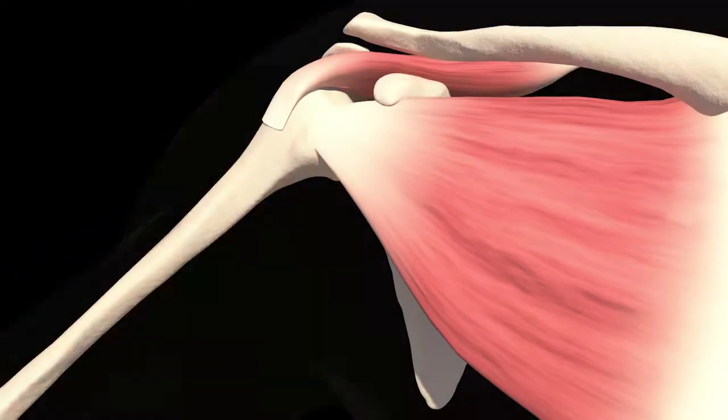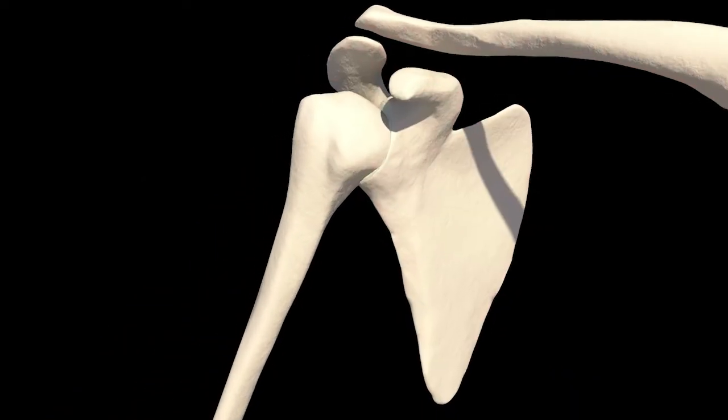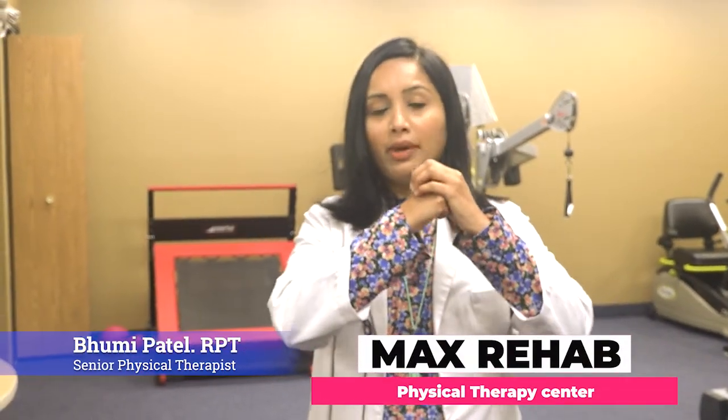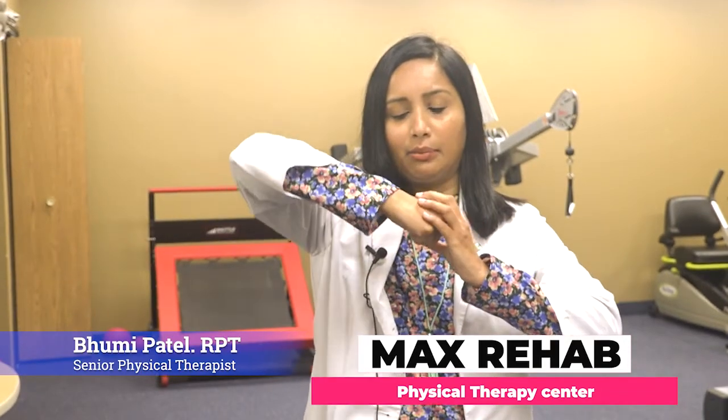Shoulder joint is a ball and socket type of joint. So it is something like this. This is kind of ball and this is kind of socket. So this is like a shoulder joint. The movements that occur in a shoulder joint are what we call abduction, extension, flexion and rotation in the shoulder.